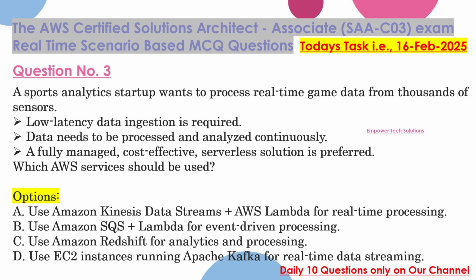Options: A. Use Amazon Kinesis Data Streams plus AWS Lambda for real-time processing. B. Use Amazon SQS plus Lambda for event-driven processing. C. Use Amazon Redshift for analytics and processing. D. Use EC2 instances running Apache Kafka for real-time data streaming.